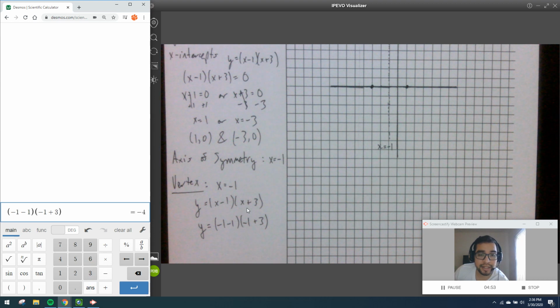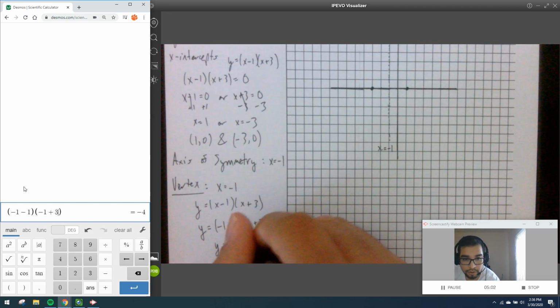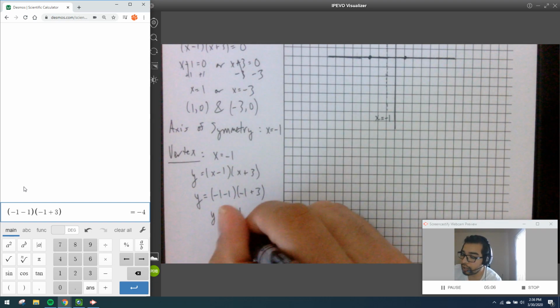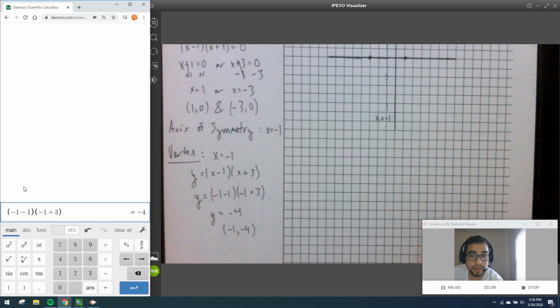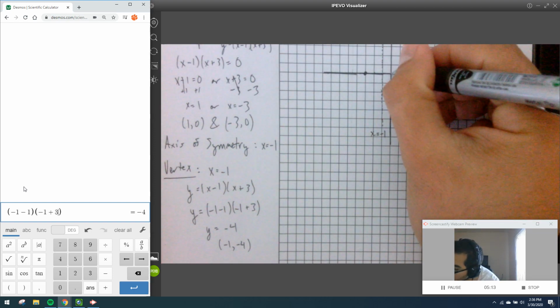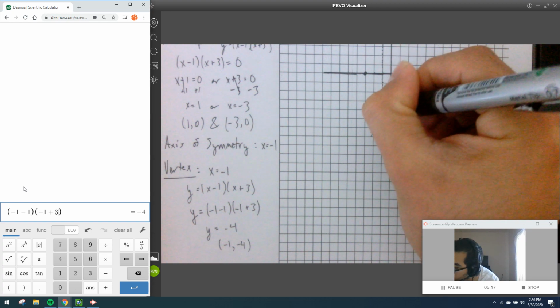Notice that the only thing that changed is this x is now a negative 1, and we get that the y coordinate is equal to -4. Okay, so my vertex is -1, -4. So I'm going to go ahead and plot that there. Okay, so -1, -4, 2, 3, 4, right there.